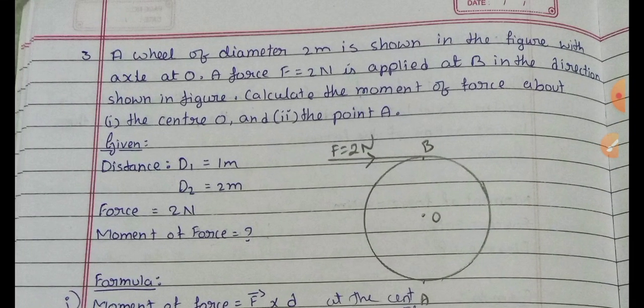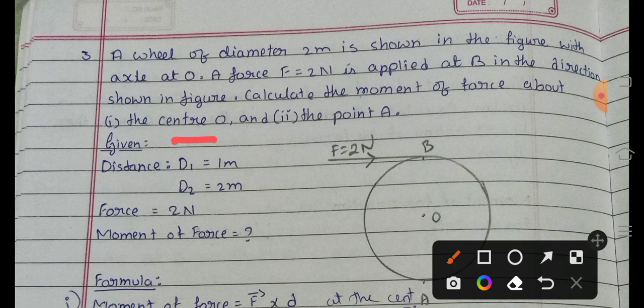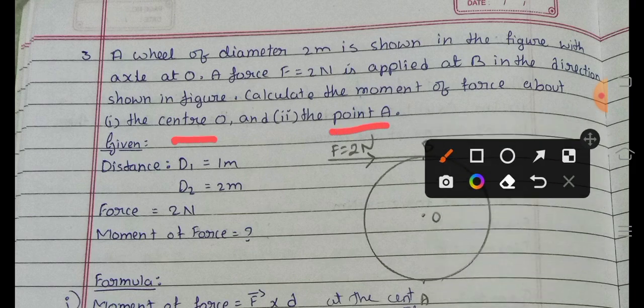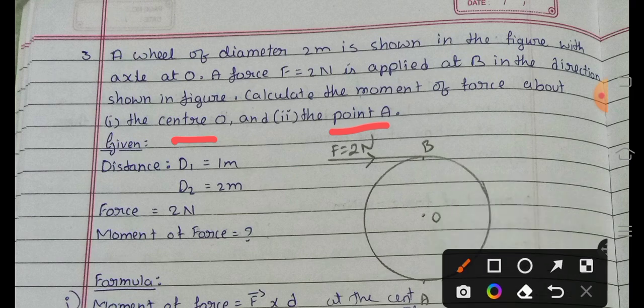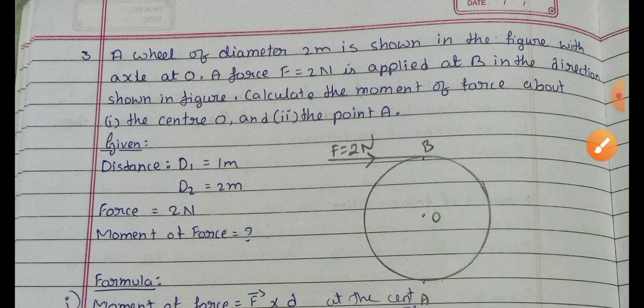Now the third question. A wheel of diameter 2 meter is as shown in the figure with axle at O. A force F equals 2 Newton is applied at B in the direction shown in the figure. Calculate the moment of force about the center O and the point A. So first we'll study the diagram.